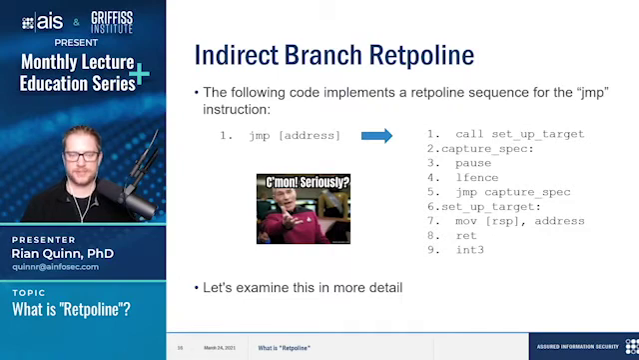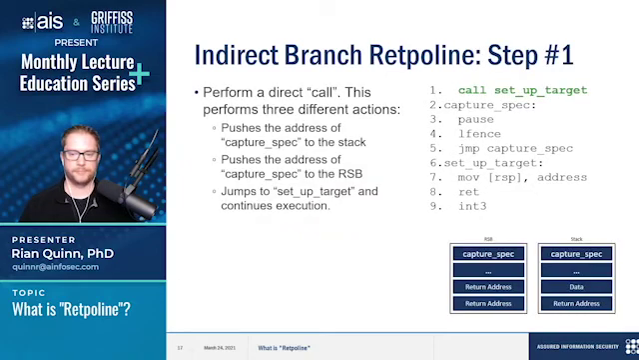And we're going to go through this entire sequence. But the important thing to remember as we go through this is we're trying to emulate the execution of an indirect jump instruction using this entire block of code. So all this block of code has to do is implement the indirect jump, but do it in a way that doesn't expose secrets through speculative execution.